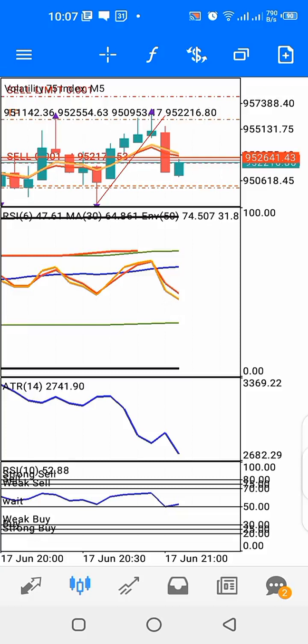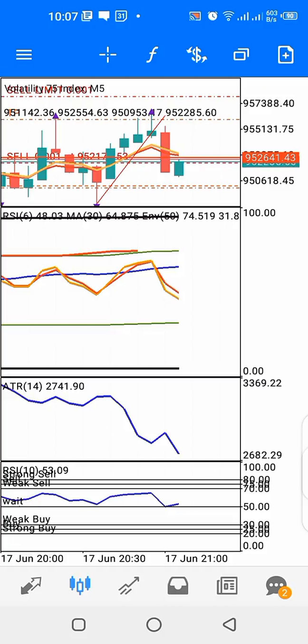The sellers were able to push price down below the ascending trend line, and price also closed below my mid line, which is the red horizontal line. So that gives me a strong conviction that I will grab these 2,000 points. But let's see what happens.